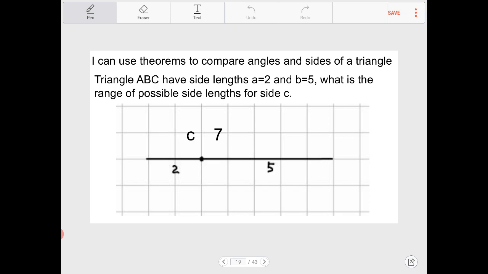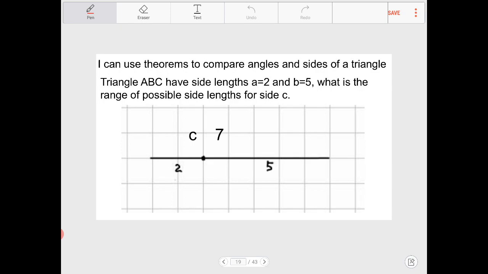So what I'm going to do is place side lengths A and B as a linear pair first. Again, this is A and this is B, and I'm placing them on a straight line to demonstrate that the third side cannot be equal to a length of 7. And actually, it must be lower than 7. It cannot be greater than 7 either. Since the full length of this is 7, the third side must be lower than 7. It cannot equal 7 either.